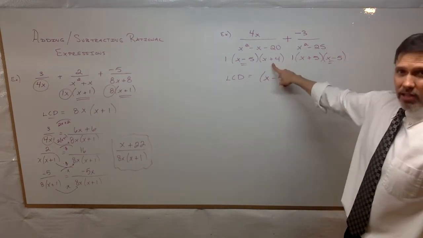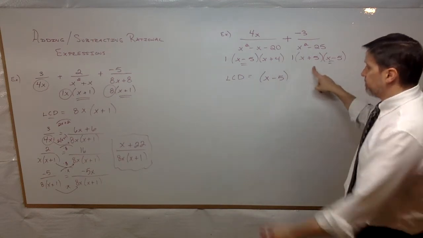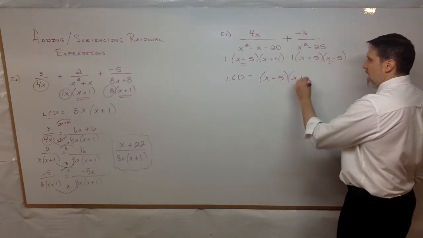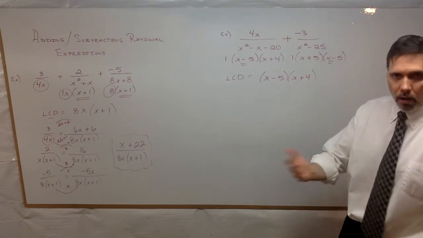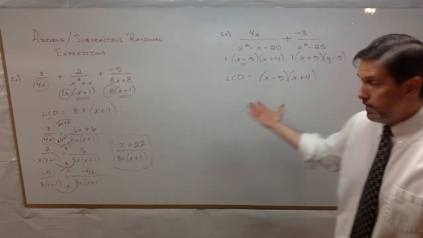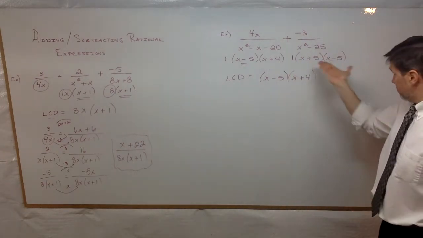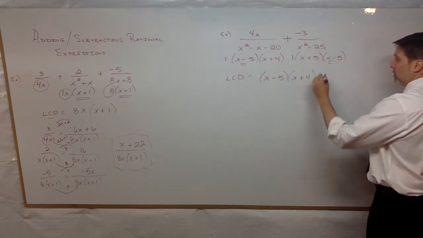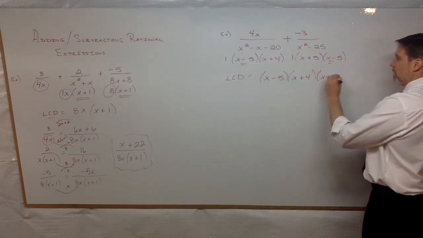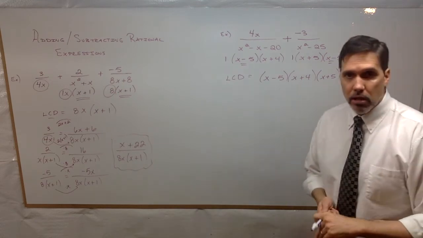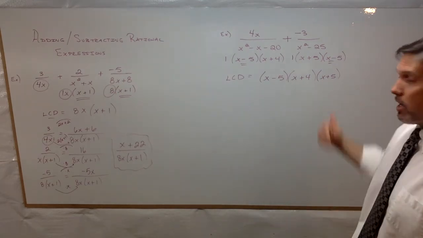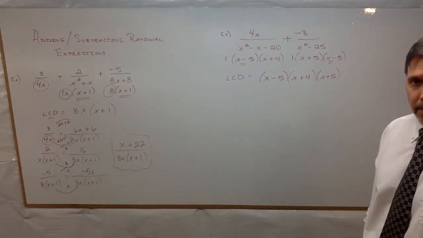Well, this one unfortunately has an x plus 4. This one does not. The LCD has to accommodate all factors, all of them, even if it's not in common. So this one has an x plus 5 where this one doesn't. The x plus 5 has to come along for the LCD. So it looks pretty bad, but that is our least common denominator here.